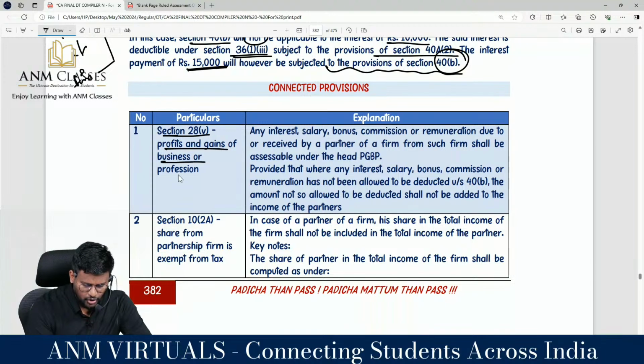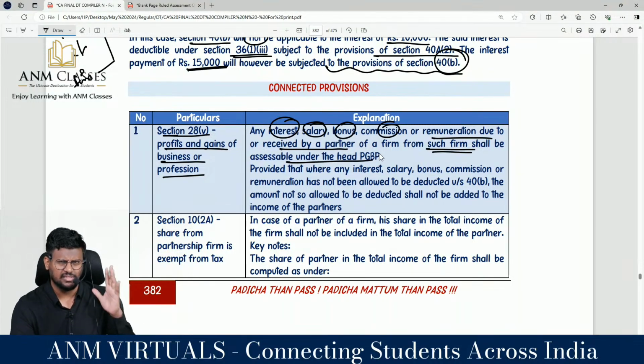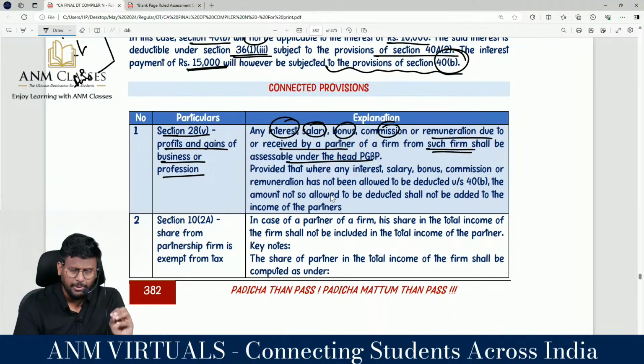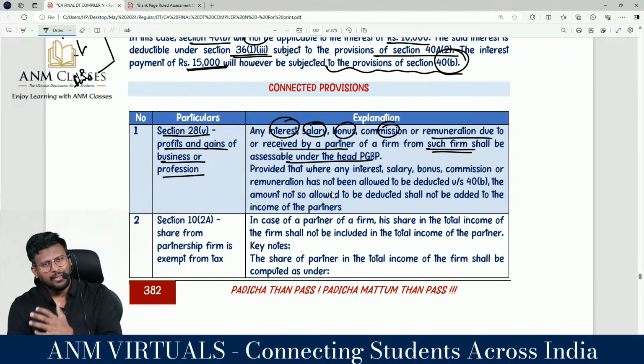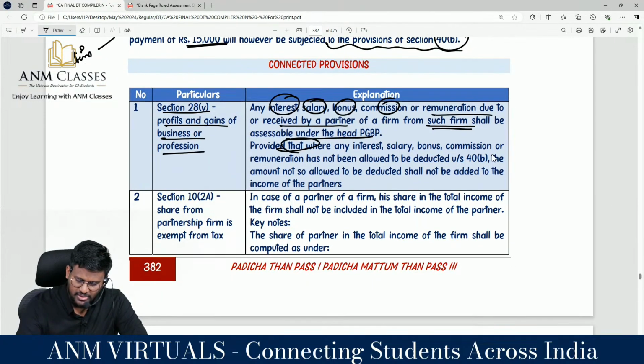Section 28 clause 5, profits and gains of business or profession. Any interest, salary, bonus, commission or remuneration due to or received by a partner of a firm from such firm shall be assessable under the head PGBP. Already we have discussed. Now this remuneration to partner can be debited to the P&L account in the hands of the partnership firm. Correct. Now this salary, interest, bonus, commission or remuneration will be treated as income in the hands of the partner under the head PGBP, provided that where any interest, salary, bonus, commission or remuneration has not been allowed to be deducted under 40B, the amount not so allowed to be deducted shall not be added to the income of the partner.